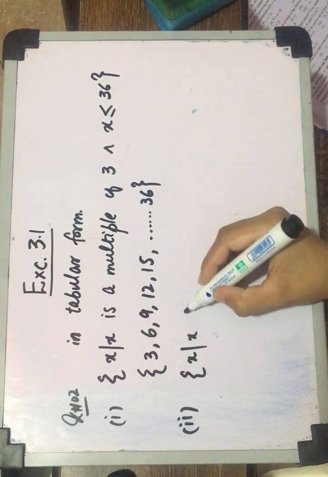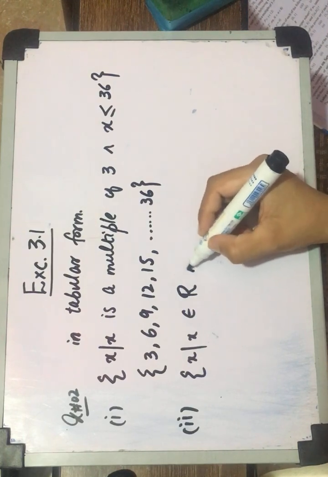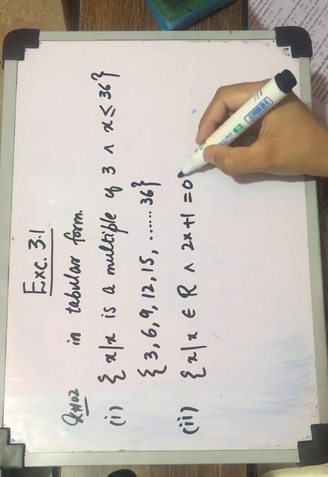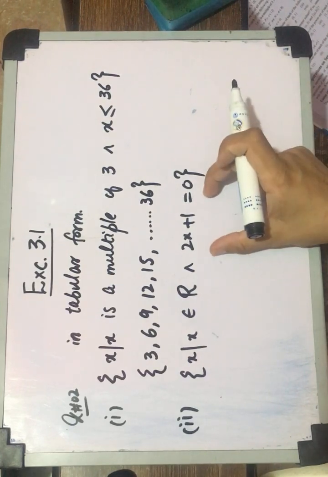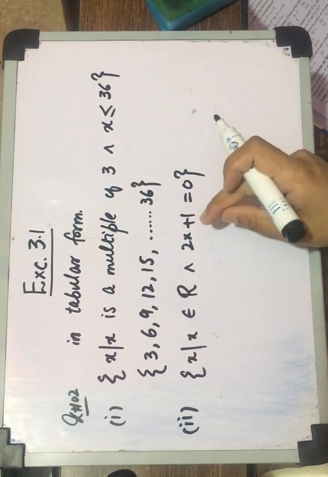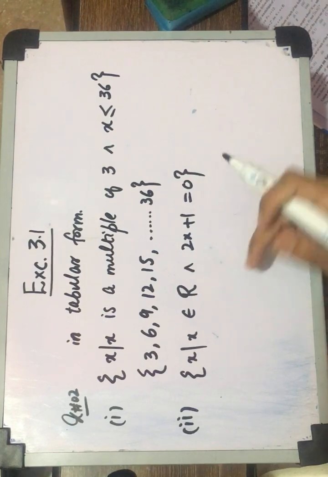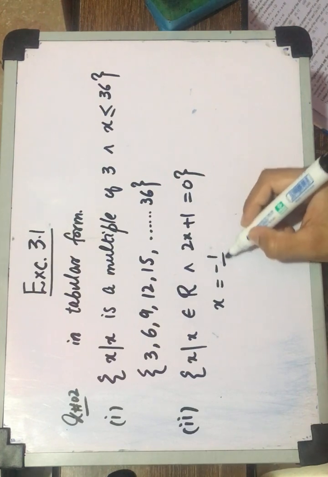Okay, in part number 2 we have x such that x belongs to R. X belongs to R means real number, and 2x plus 1 is equal to 0. Okay, we have to list elements which are going to satisfy this equation, and those elements must belong to set R. From R we have x is equal to minus 1 by 2.